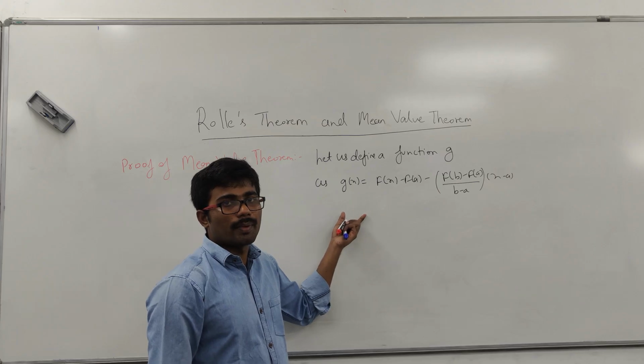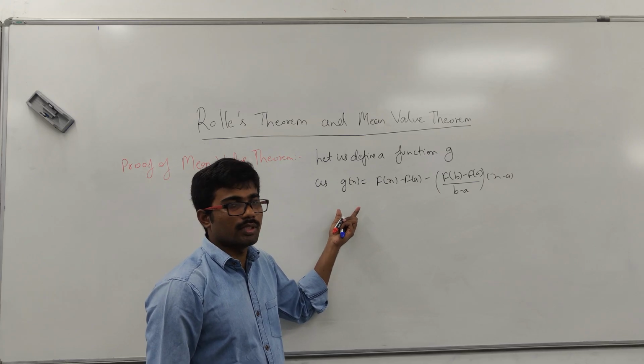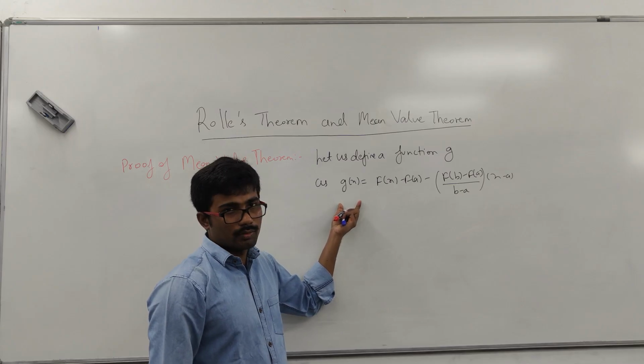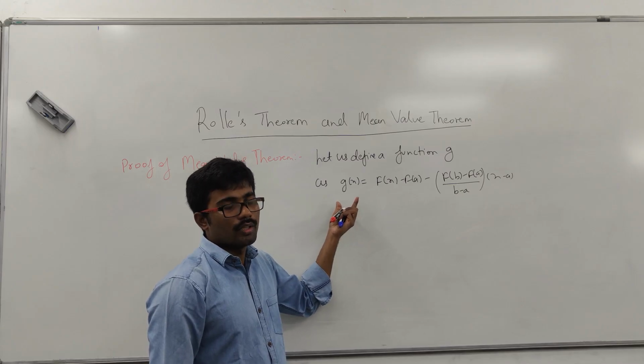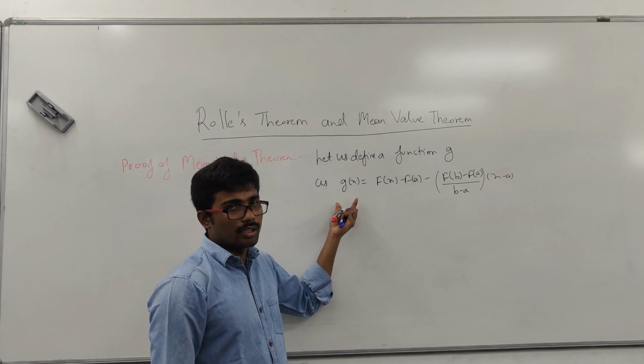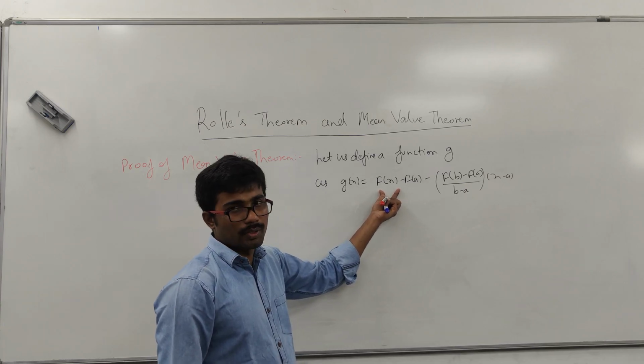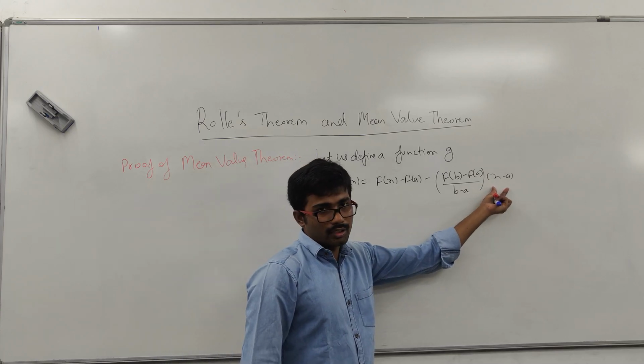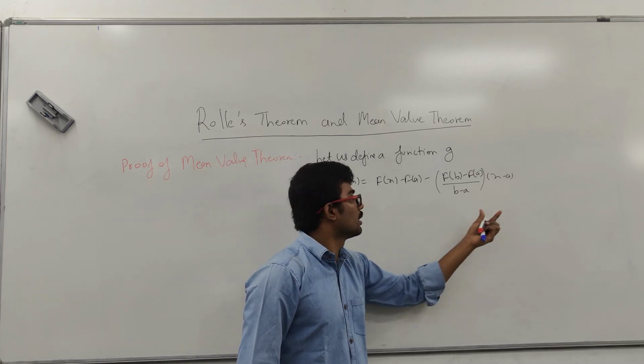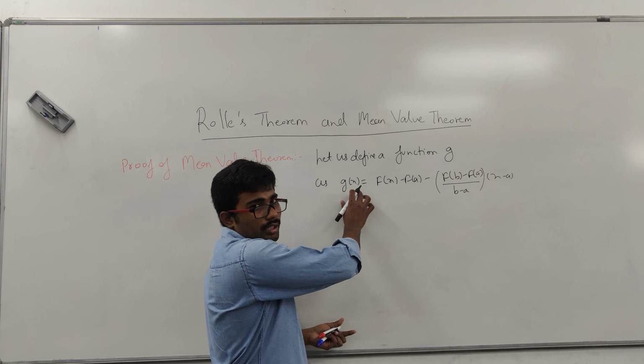Now we have to apply Rolle's theorem on g. So g must satisfy three conditions. First, g should be continuous in the closed interval a comma b. Second, g must be differentiable in the open interval a comma b. And third, g of a equals g of b. Now since f is continuous and differentiable in the open interval a comma b, and x is continuous and differentiable everywhere, therefore g is continuous and differentiable.